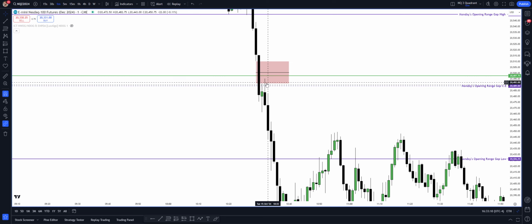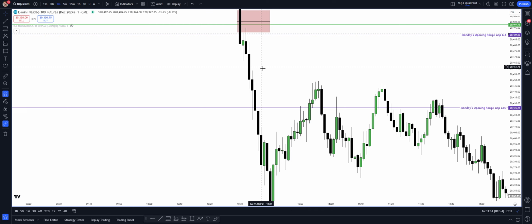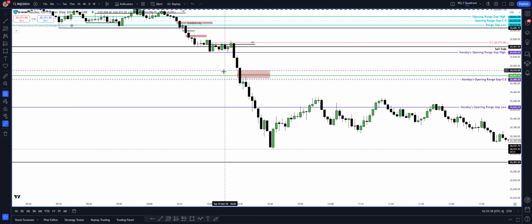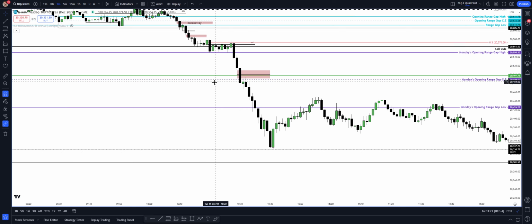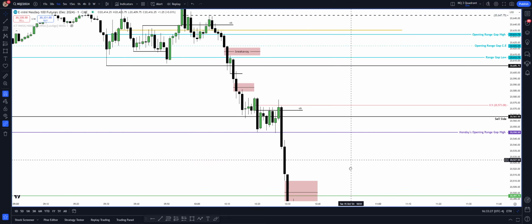IFE'd it into the SIBI, sold off right away. Displacement. It essentially closed the Monday's opening range gap completely with this displacement here. And this is all indicating weakness though. That's the most important part.